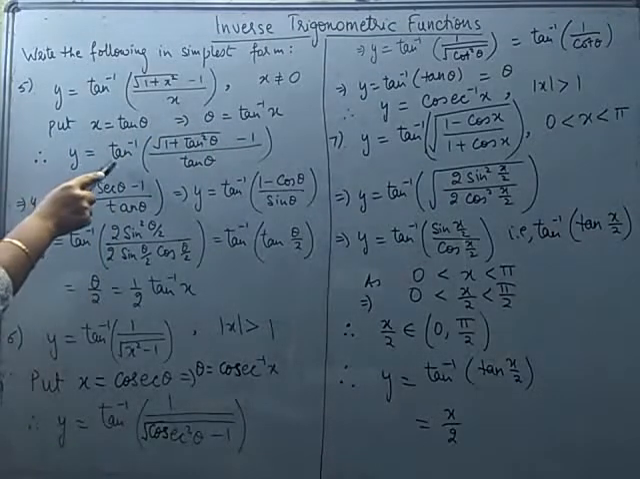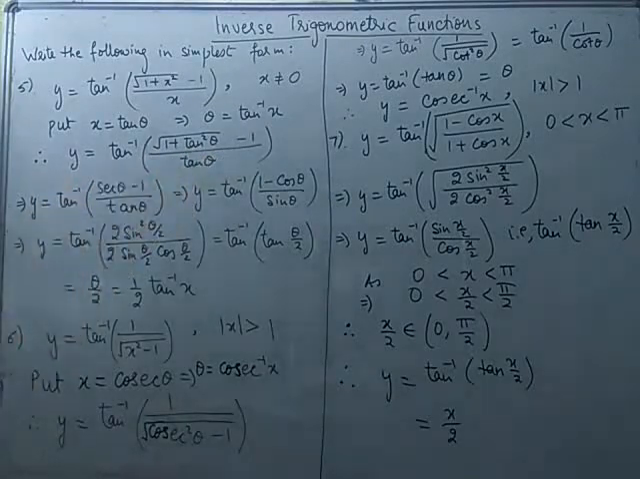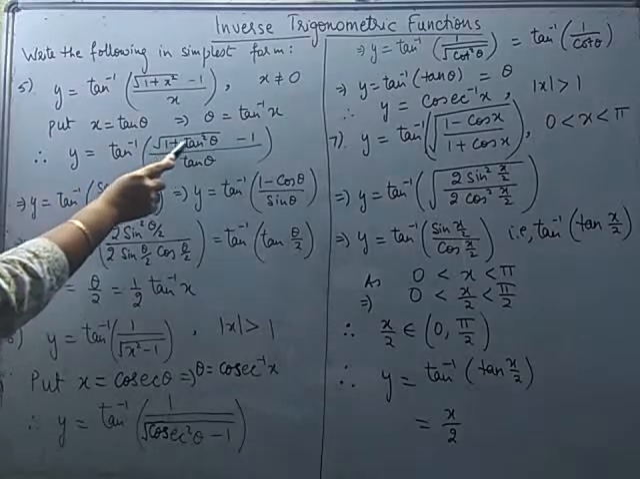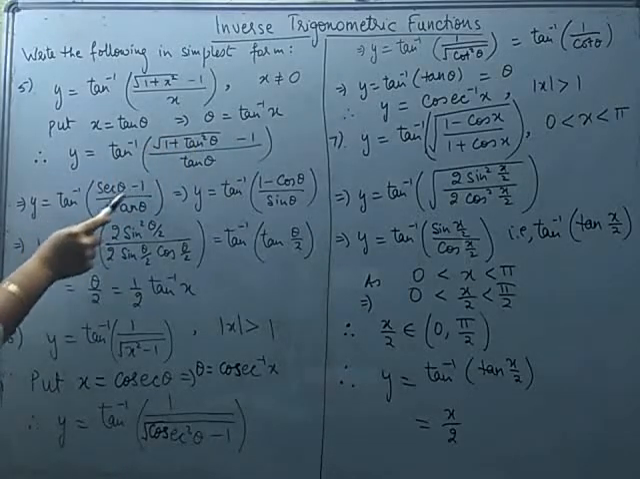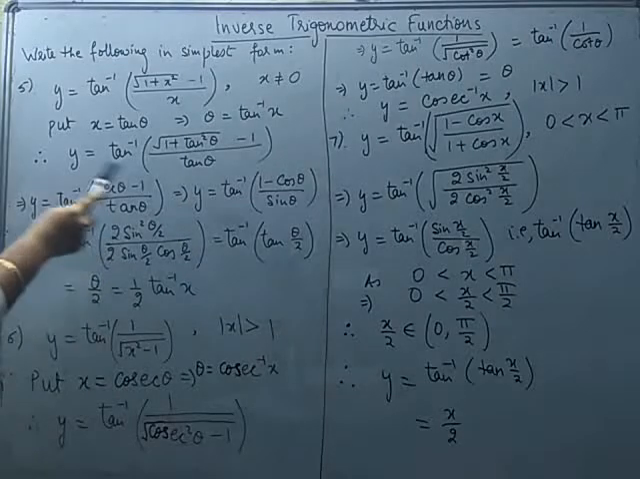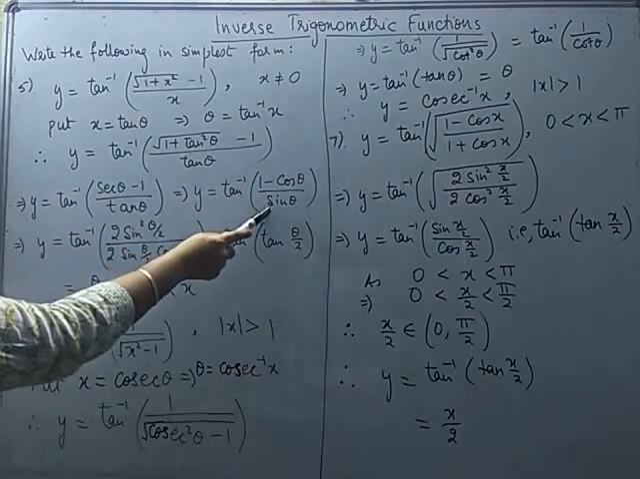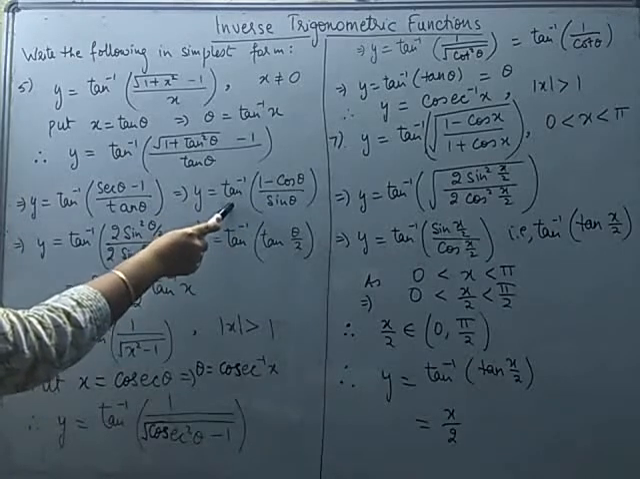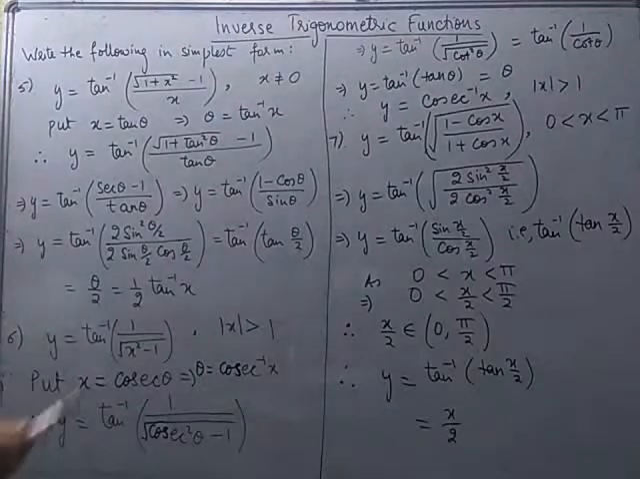Now y reduces to tan inverse of square root of 1 plus tan square theta, minus 1, over tan theta. 1 plus tan square theta is sec square theta, and on taking its square root, this is what we are getting in the bracket: sec theta minus 1 over tan theta. You can further convert it in terms of sine and cosine. On taking LCM, this is the expression we get. And y is now tan inverse of 1 minus cos theta over sine theta.